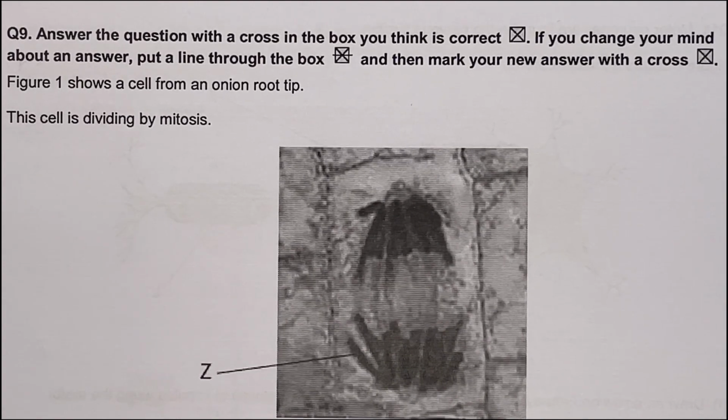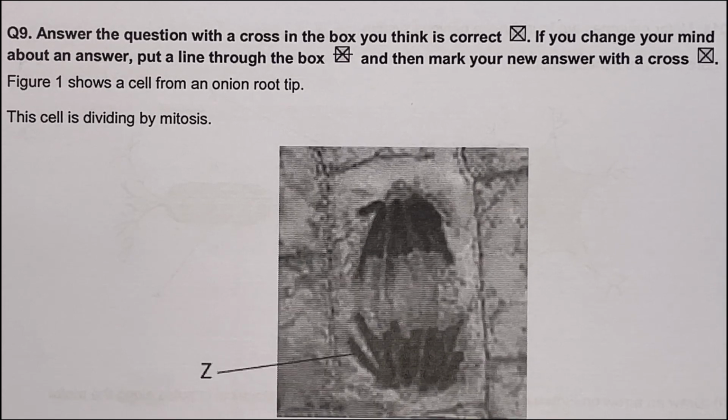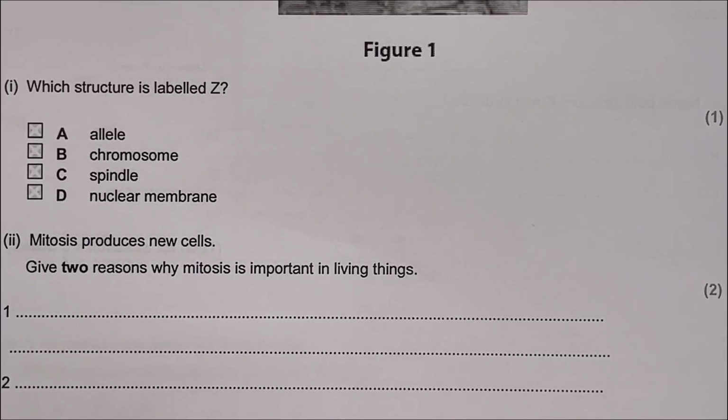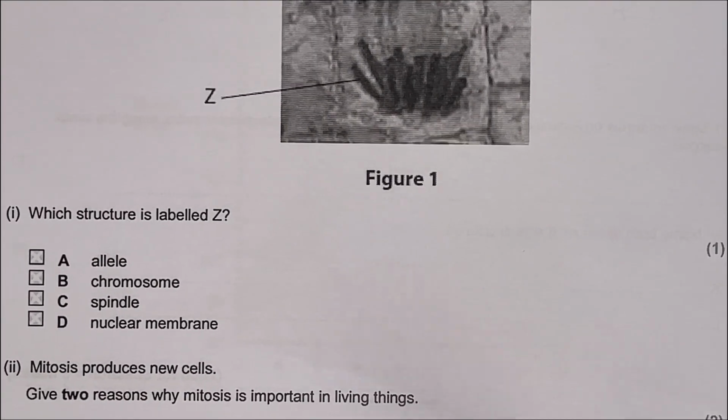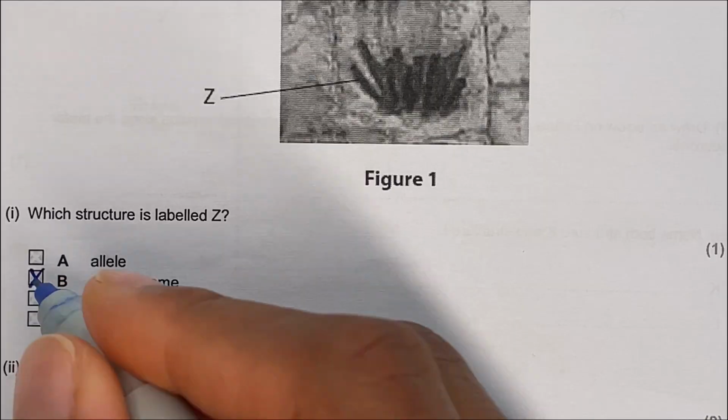Figure 1 shows a cell from an onion root tip. The cell is dividing by mitosis. Which structure is labeled Z? Z in the image would be the chromosome.